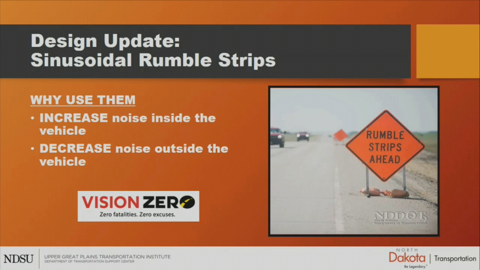With sinusoidal rumble strips, there's going to be increased noise in the vehicle, which means higher perception by a driver, less likely to depart your lane, like I said. So that way we're maintaining the level of safety that we've already implemented for the traveling public. But then on the flip side of that, outside the vehicle, the noise level is actually reduced. So the new design is just a way of taking something that we already use and that we're familiar with, and then simply finding a way to make it better.